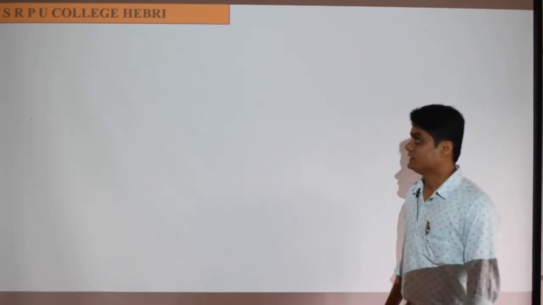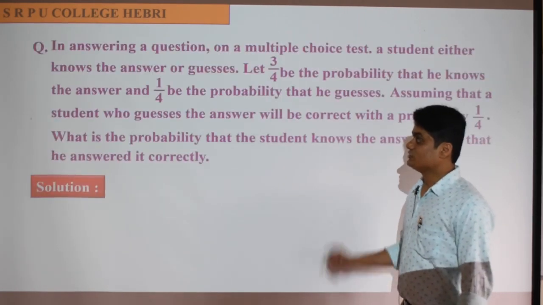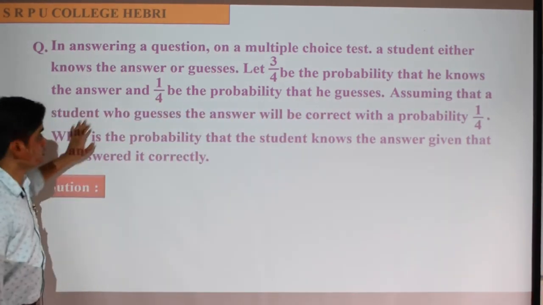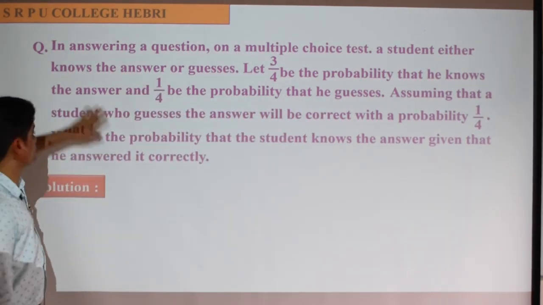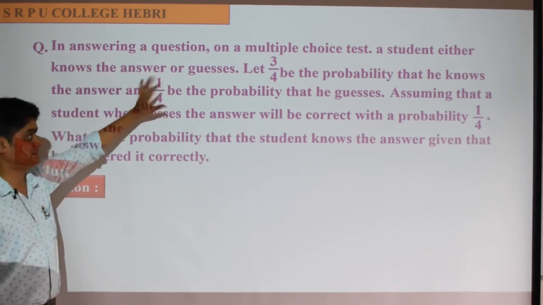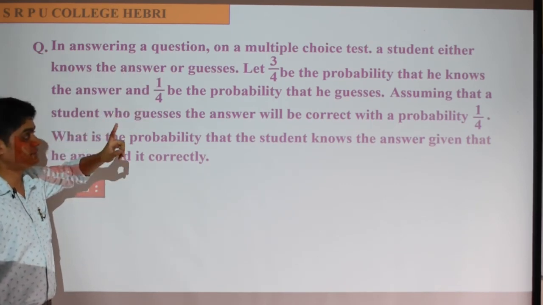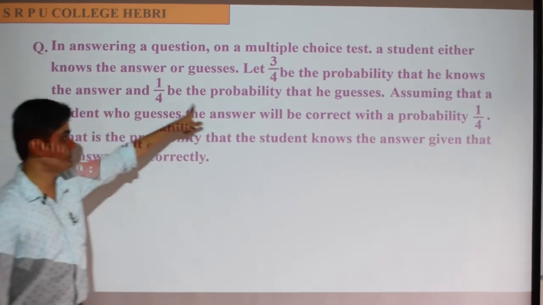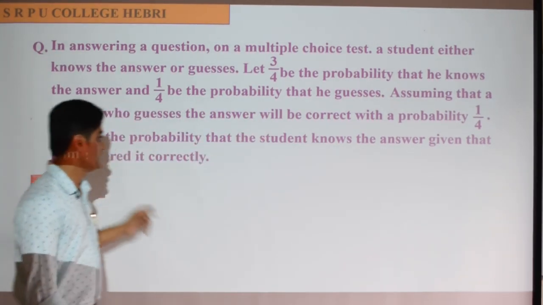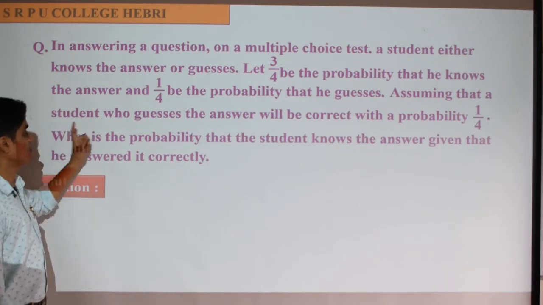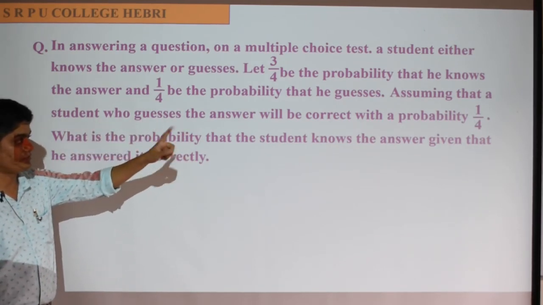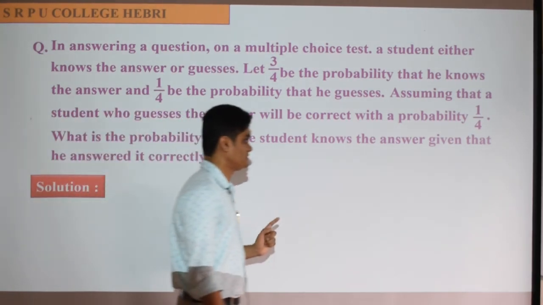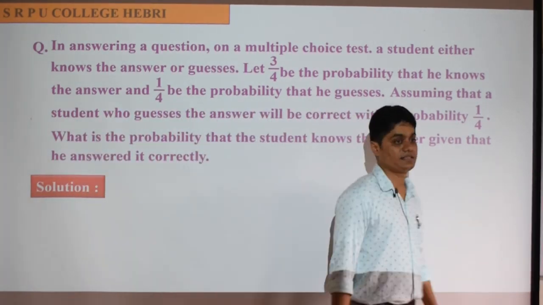Okay, yeah. Note down this question. This is a homework problem. In answering a question on a multiple choice test, a student either knows the answer or guesses. Let 3 by 4 be the probability that he knows the answer. 1 by 4 be the probability that he guessed the answer. Assuming that a student who guessed the answer will be correct with the probability 1 by 4, what is the probability that the student knows the answer, given that he answered it correctly?